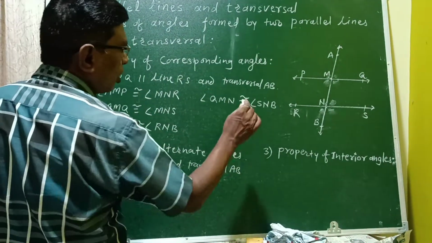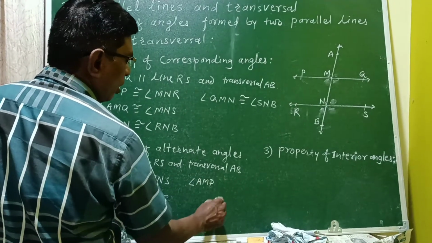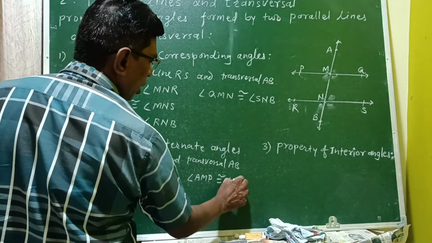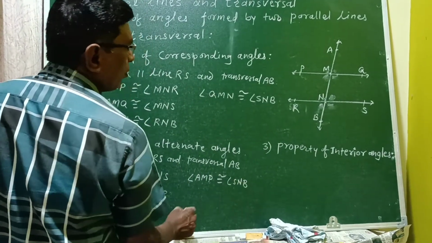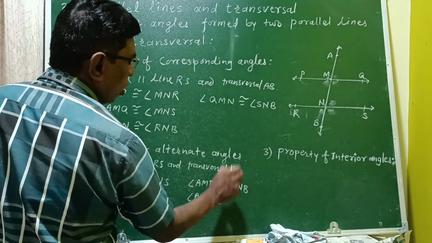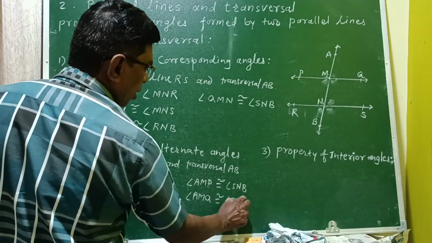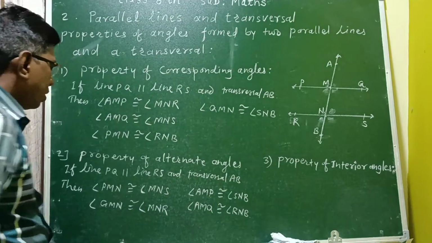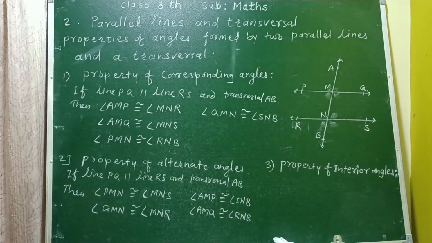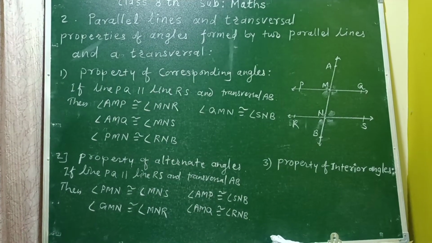Now the exterior alternate angles: angle AMP is congruent to angle SNB. After that, angle AMQ and angle RNB are alternate angles. If line PQ is parallel to line RS and transversal AB, then each pair of alternate angles is congruent.